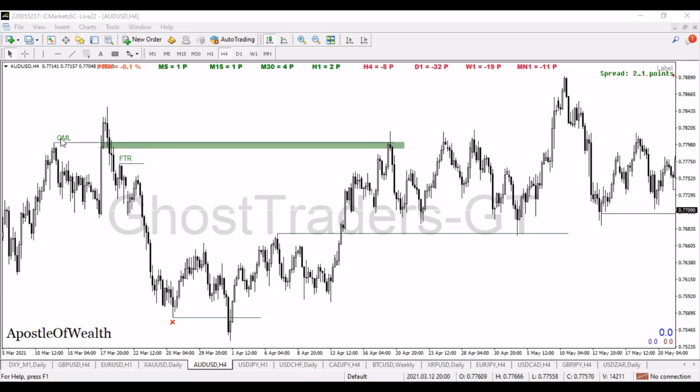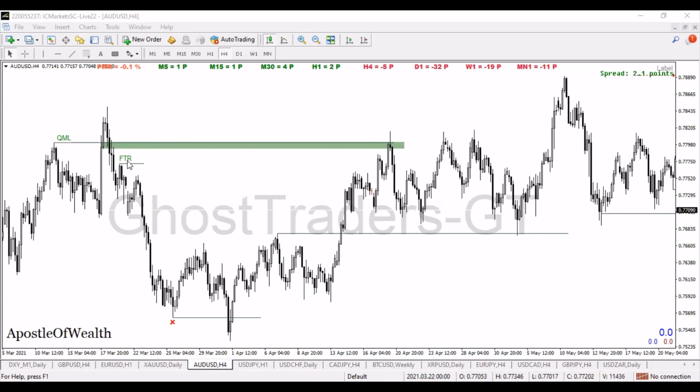And if you look at this level here, not only do we have a QML at this level, we also have an order block here. Price gets to this level and spikes this level, and we see a rejection. So either you put your sell limit here, or you simply wait for price to reject first, and then you make your sell entry.